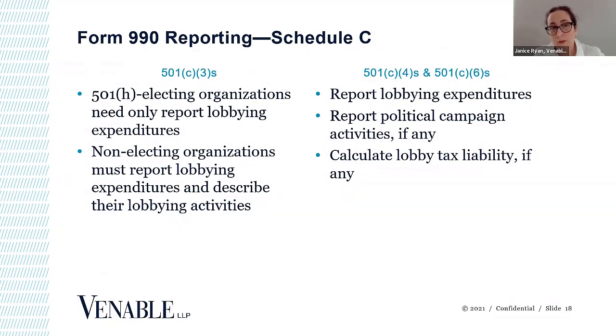And to conclude, we'll talk just briefly about Form 990. Organizations that are engaged in lobbying or political activities will file Schedule C to the Form 990. For 501(c)(3)s, the sections that will be completed depend on whether you are a 501(h) electing organization or not. If you are a 501(h) electing organization, you need only report your lobbying expenditures on the form. Non-electing organizations must report in a little bit more detail the lobbying expenditures and the types of lobbying activities in which they're engaged. For 501(c)(4)s and 501(c)(6)s, you report your lobbying expenditures, the expenditures for any political campaign activity, and you'll calculate your lobby tax liability if there is any, or indicate that you will be carrying over into the next year any underestimate to your dues notices to members.